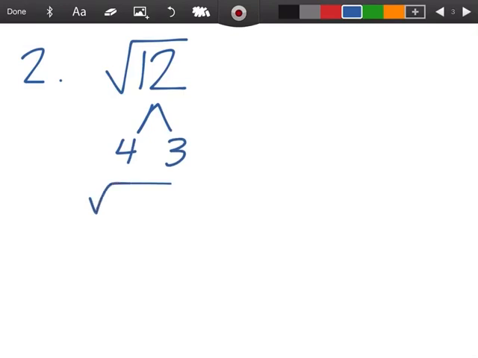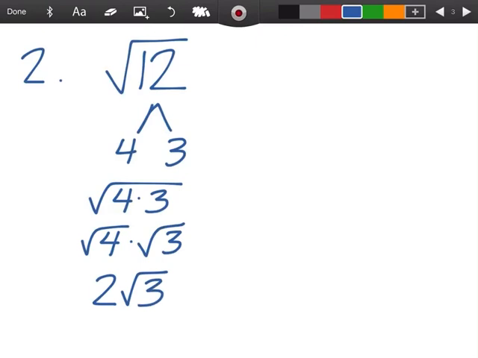And the square root of 12 is the same thing as the square root of 4 times 3, which is the same thing as the square root of 4 times the square root of 3, which is 2 root 3. And if I were to type in my calculator the square root of 12, I'd get 3.46. And if I typed 2 square root 3, I get the exact same thing. But this is the answer that they're looking for, this simplified radical.